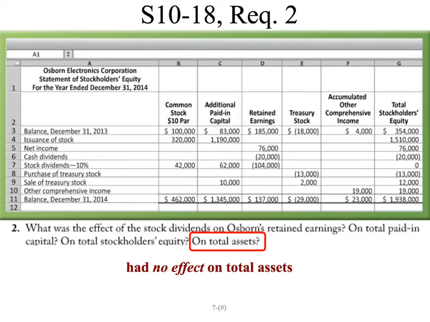And then finally, requirement 2, the last question is, what is the total effect on total assets? There is no effect of a stock dividend on total assets. So the answer would be 0, or no effect.